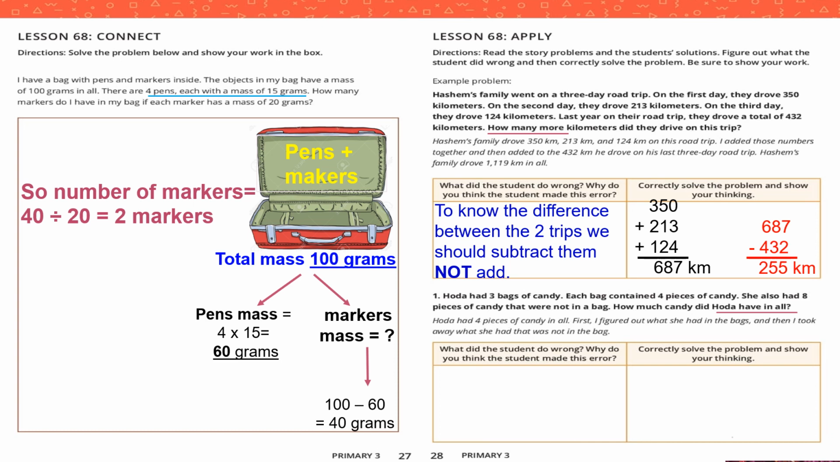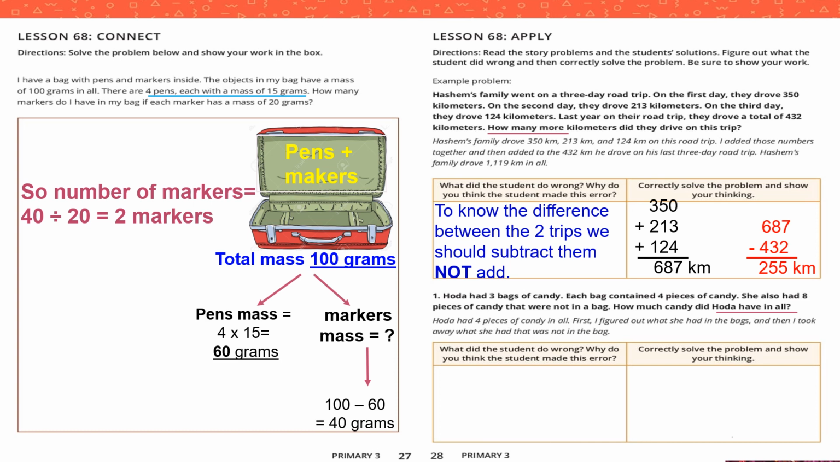So she has 3 bags, inside each bag 4 pieces. And she also has 8 pieces of candy. They were out from the bag, not inside the bag. How much candy did Huda have in all? What should I do? I should know the total for them, so I should add all of them.